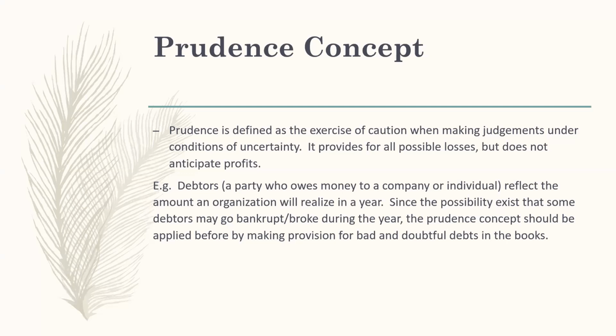For instance, debtors, I gave you a definition there of debtors, okay? They reflect the amount an organization will realize in a year, meaning what the business will receive in a year. Since the possibility exists that some debtors may go bankrupt or broke during the year, the prudence concept should be applied beforehand by making provisions for bad and doubtful debts in the books. So according to the saying, you got to take in front before in front takes you.